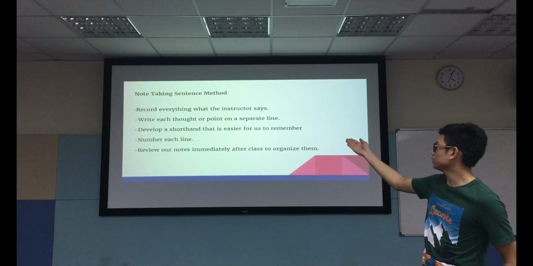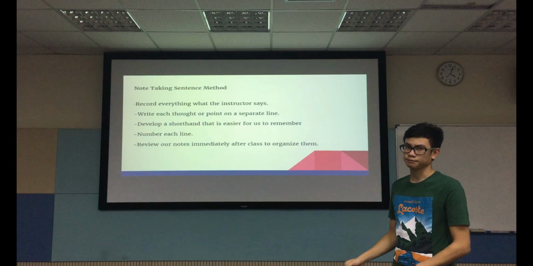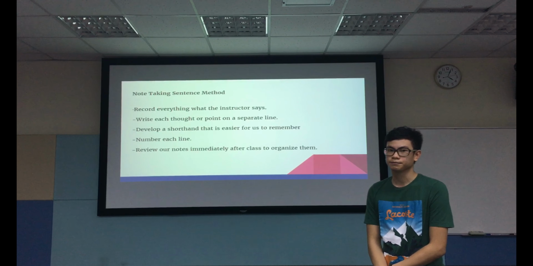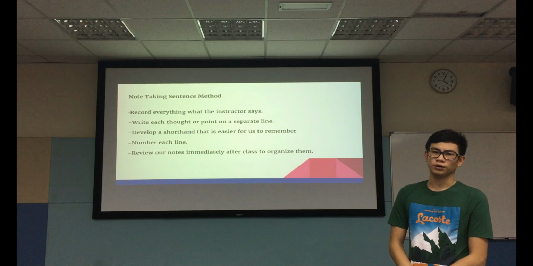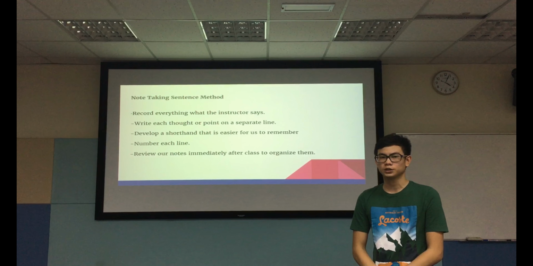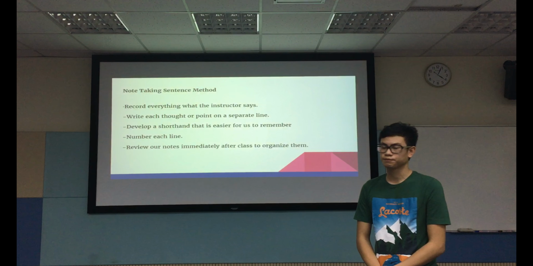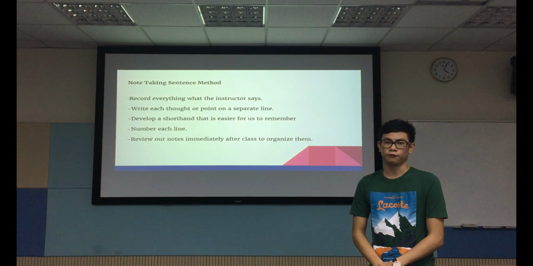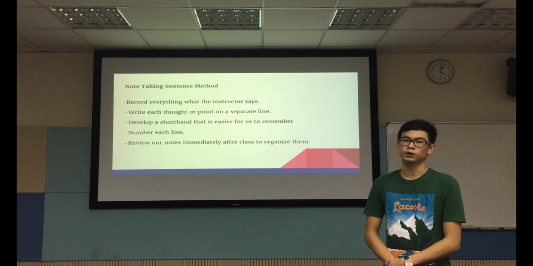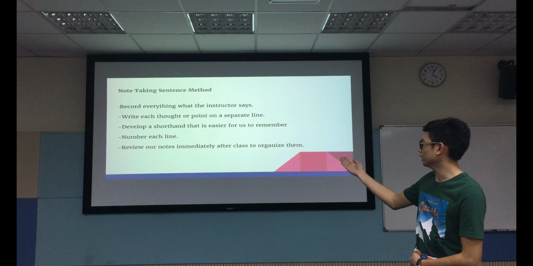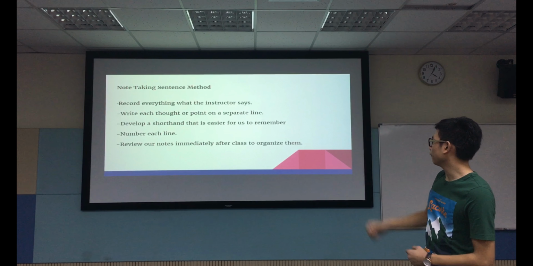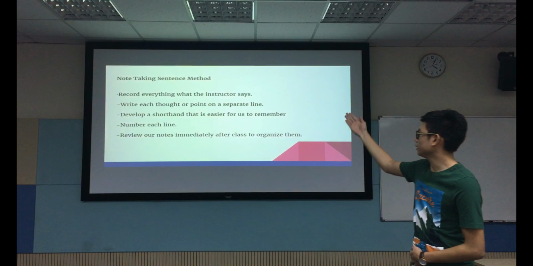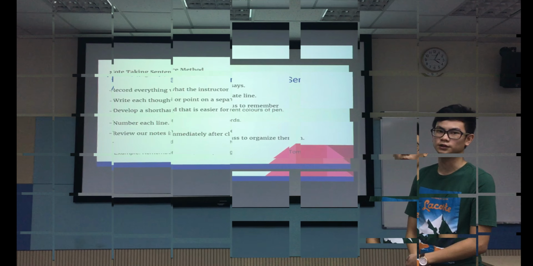Secondly, write each thought or point on a separate line. Thirdly, develop a shorthand that is easier for us to remember. Developing a shorthand not only can save our time, but also can capture more information while we are writing down the notes. Fourthly, number each line. By using this method, we are able to refer back to the points that we want to find when we revise. The fifth method, review our notes immediately after the class to organize them. So, these are the 5 common methods for the note-taking sentence.